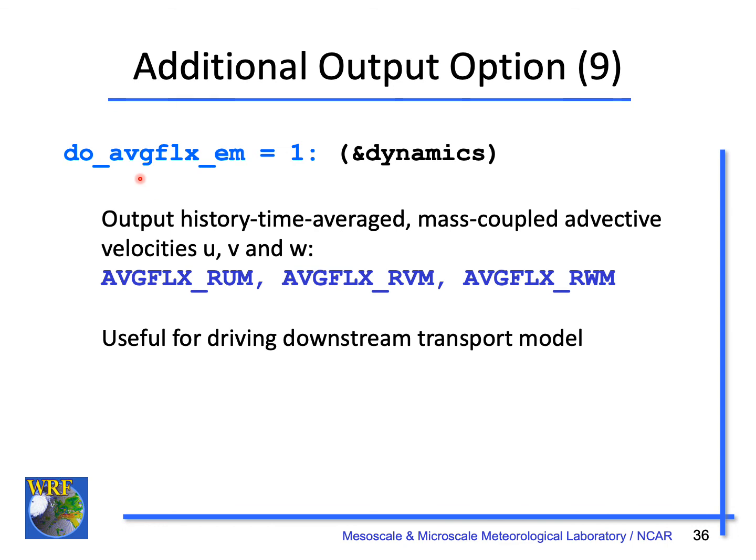The final output option is aimed at downstream transport models, and the option name is listed here, where EM is just another name for ARW. This option computes the time-averaged, mass-coupled advective velocities of U, V, and W, and outputs them according to the history output frequency. And the data goes to the standard history file. One last point about doing more diagnostic calculations in the model. Often post-processing programs are not able to run using multiple processors. Hence, computing these diagnostics in the model can be efficient because it takes advantage of the model's parallelism.